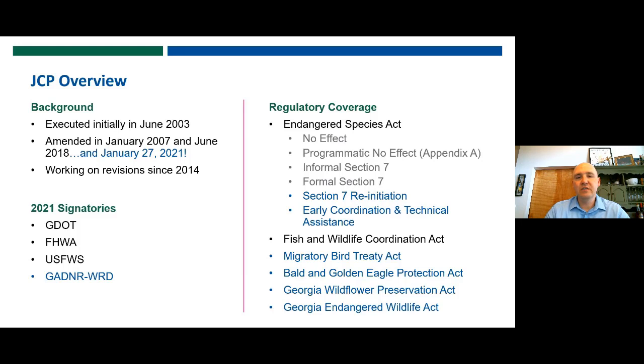We always have covered the Endangered Species Act, and we always have had a programmatic no effect option, informal Section 7, and formal Section 7. But you can see, based on the things in blue here, these are things that are added with the new 2021 JCP. To that, we have added a procedure for reinitiation of Section 7 consultation. And this is really critical because it means that we have a process with our agencies for how we move through a reevaluation of our projects, and it really streamlines that.